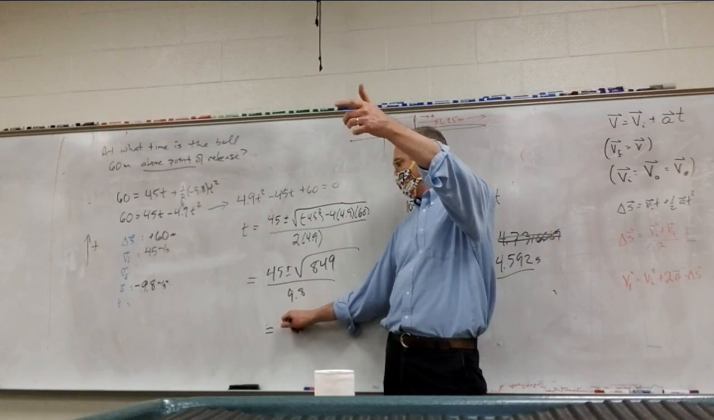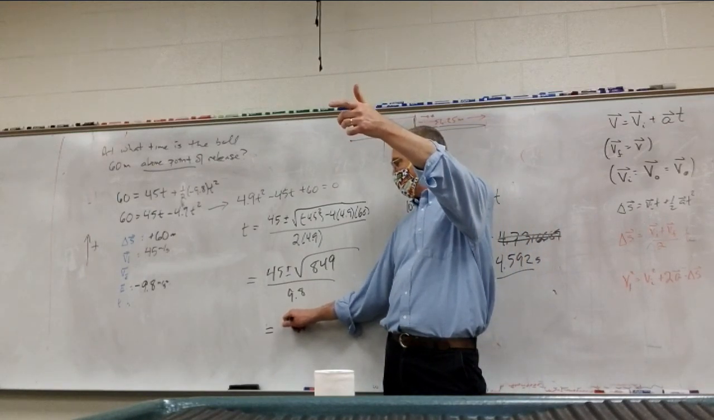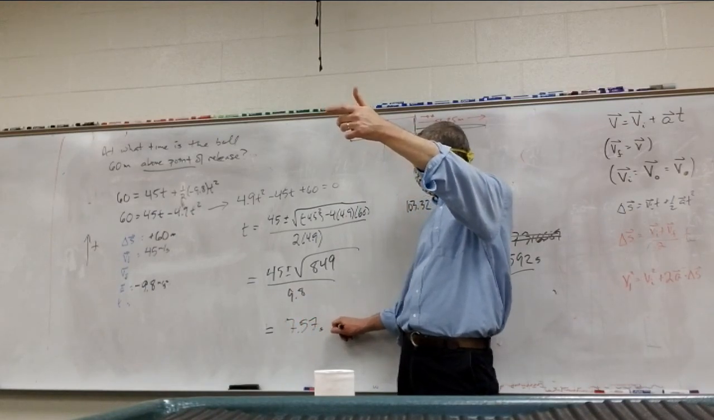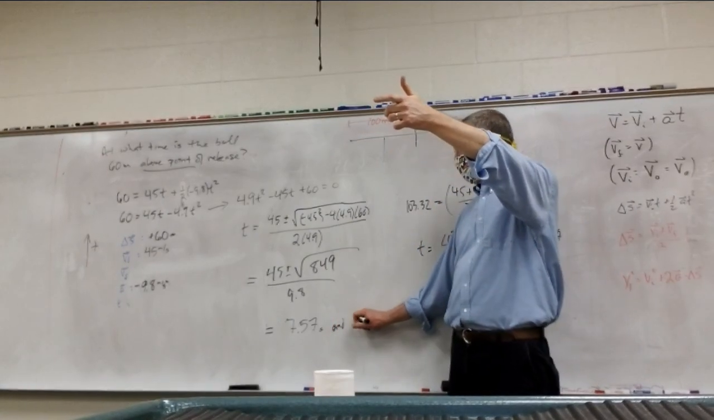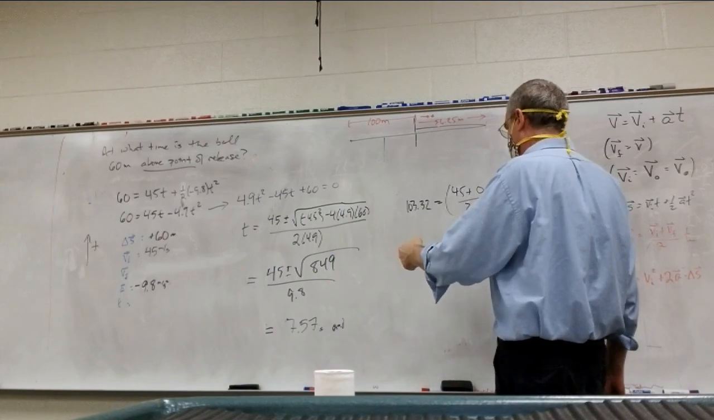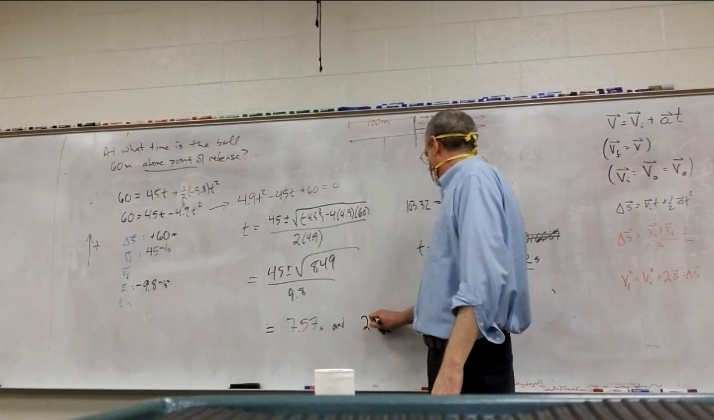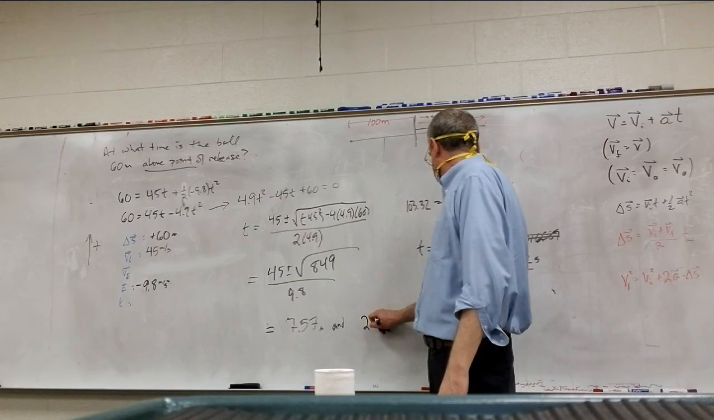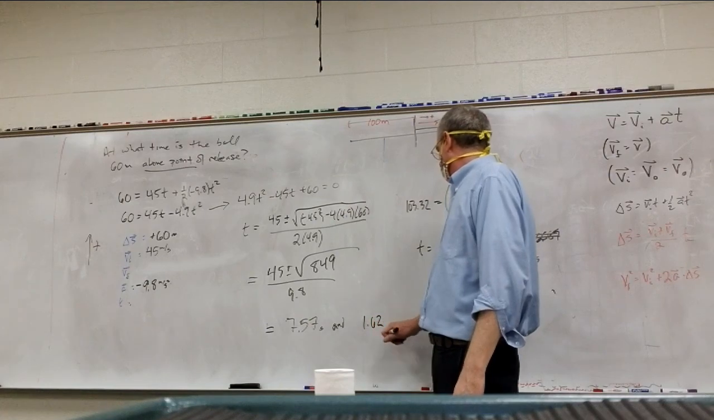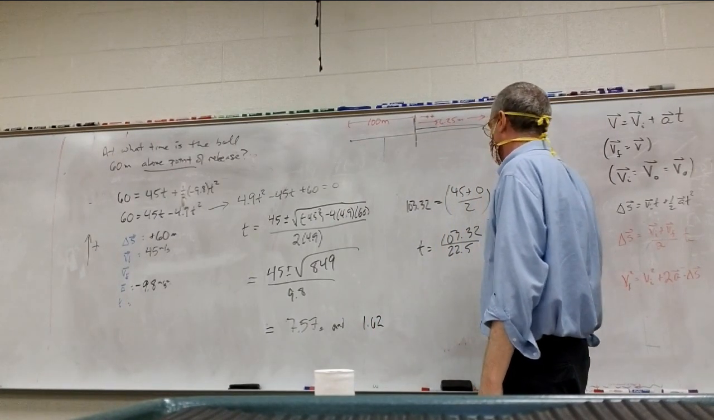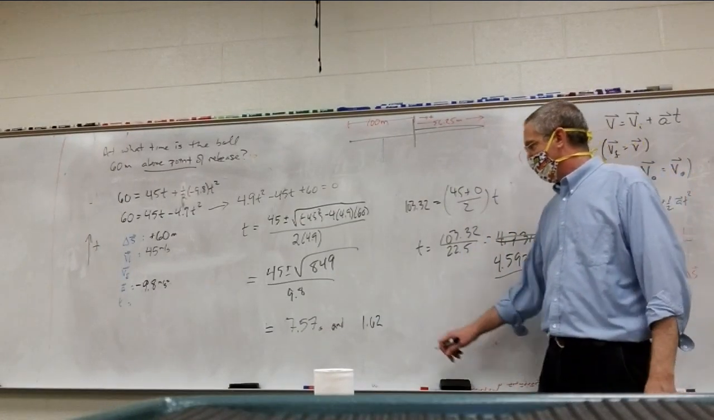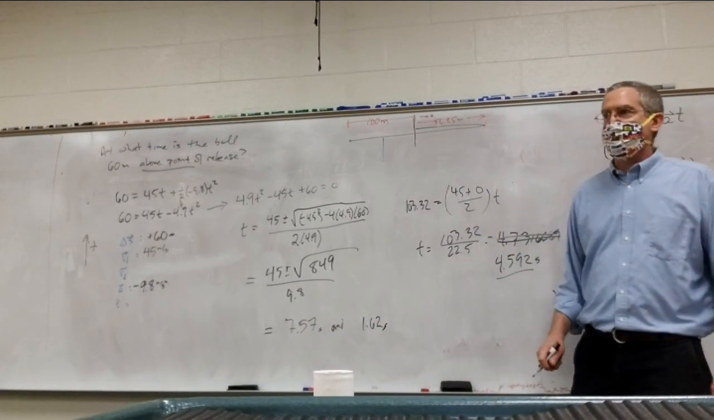One of them is positive 7.57. The other number is 1.62. Ah, because 4 minus 3 is 1, not 2. All right. Seconds. Two answers.